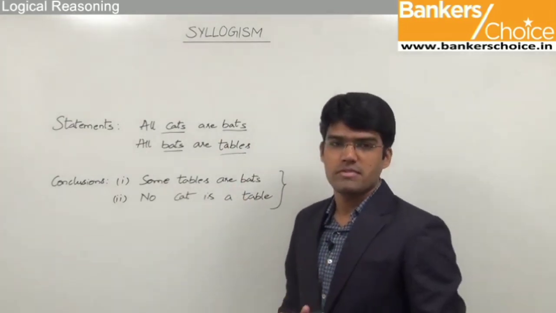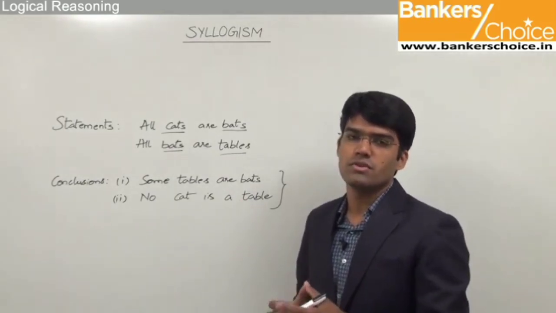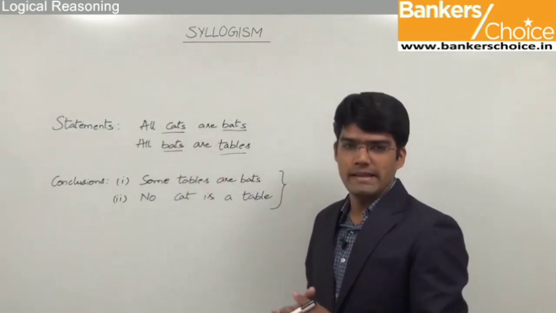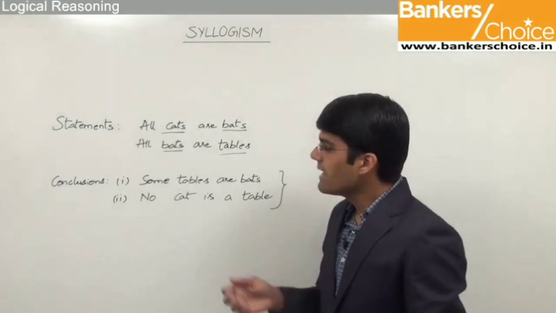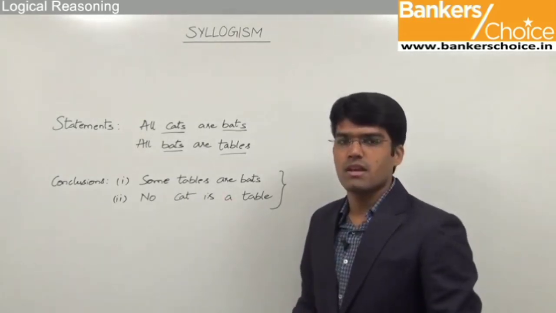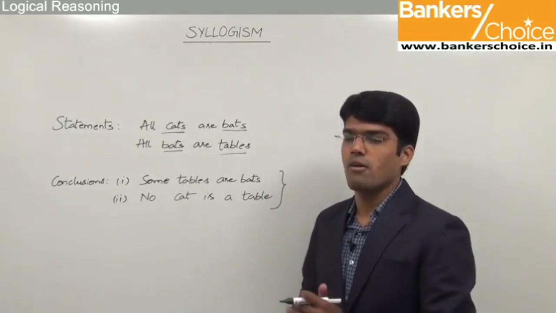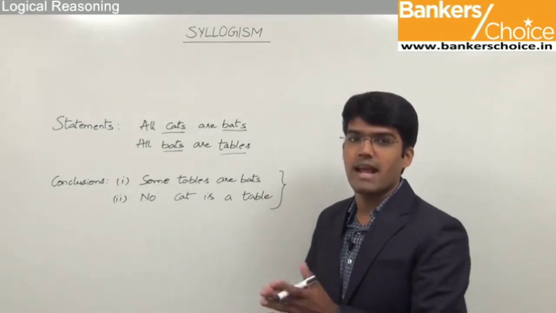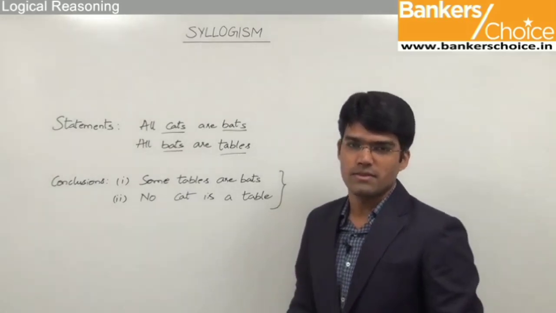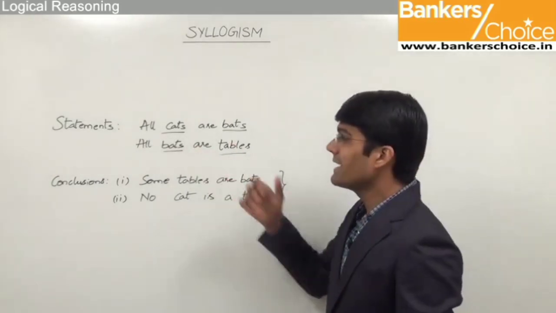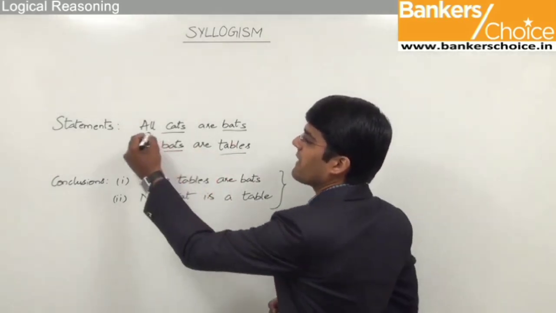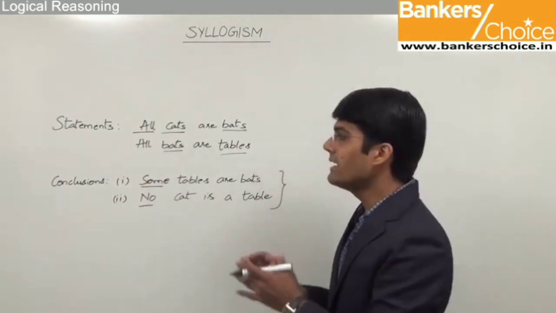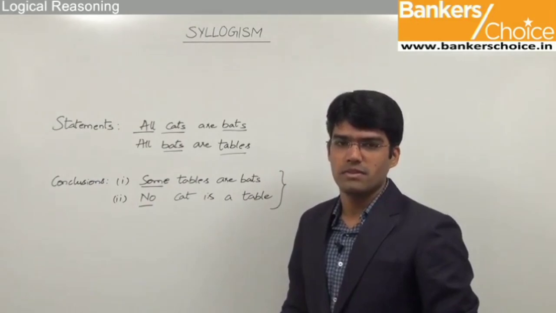To solve questions from syllogisms, the best method is to use Venn diagrams, where we draw the statements in terms of Venn diagrams or nothing but Euler's circles, and then check which of the conclusions are true. But before we understand how to draw Venn diagrams, let us first understand what are the various types of statements and quantifiers used in case of syllogisms. As you can see in the given statements, we have different quantifiers like all, some, no, etc. So let us first understand what are the different types of quantifiers we use.